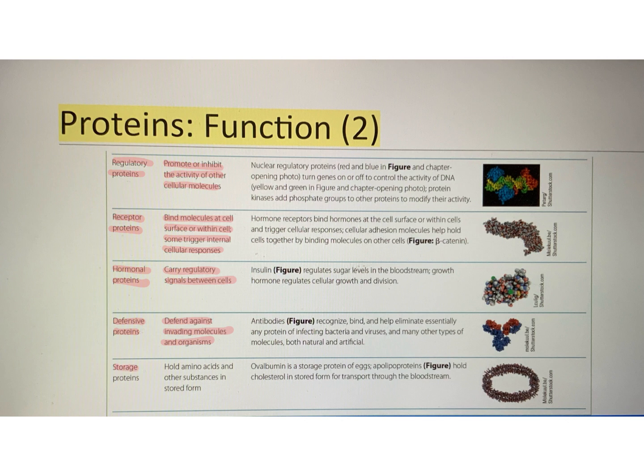And then there's storage proteins, which help to hold substances like amino acids in a stored form. So if you are a fan of egg whites, that would be an example of a storage protein. Albumin is a storage protein for eggs. Okay, we have a couple of different kinds.